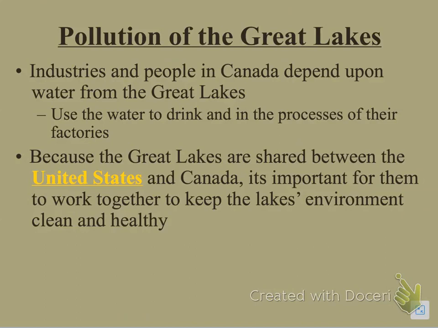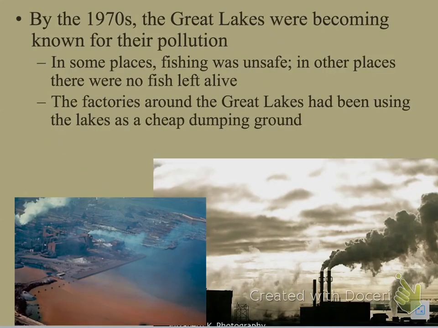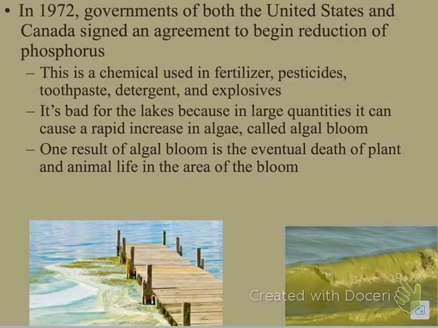So one of the other results is the pollution of the Great Lakes. Industries and people in Canada depend on water from the Great Lakes, and we've talked about that in class. They use the water to drink and in the processes of their factories. Because the Great Lakes are shared between the United States and Canada, it's important for them to work together to keep their lakes and environment clean and healthy. But by the 1970s, the Great Lakes were becoming known for their pollution, as you can see in this picture right here. The factories around the Great Lakes had been using the lakes as a cheap dumping ground, which was not very good at all.